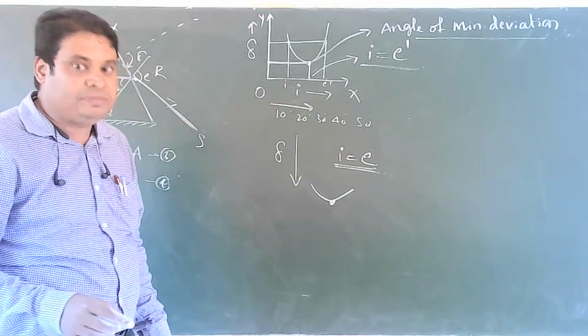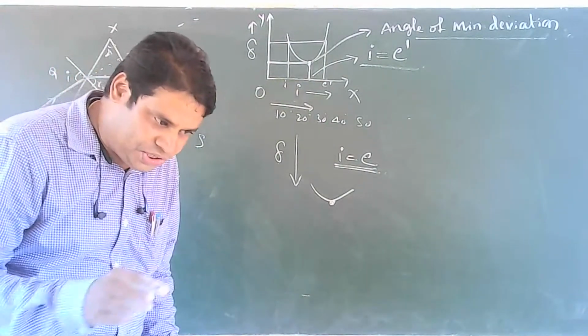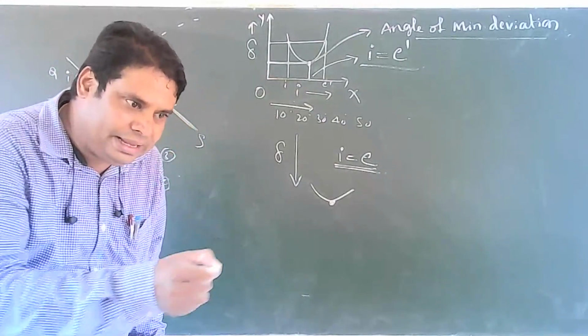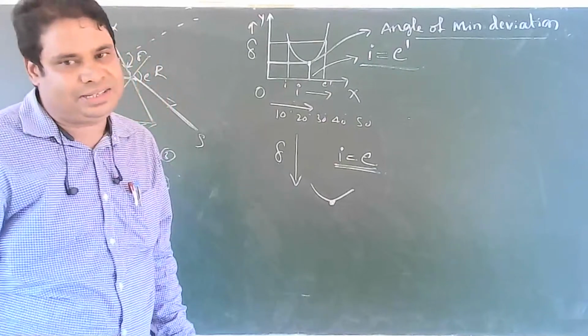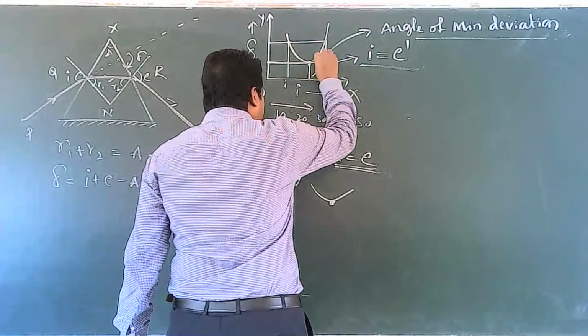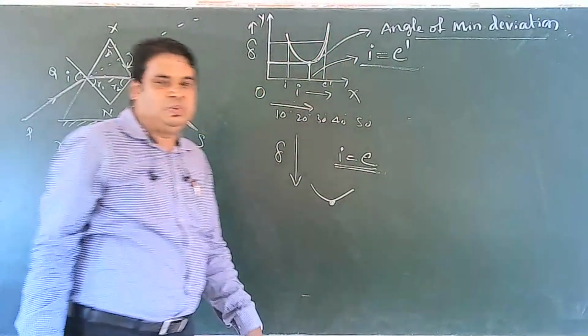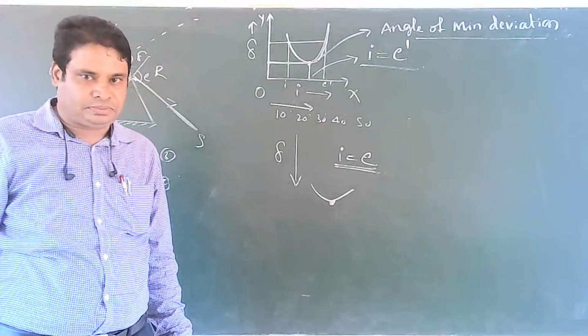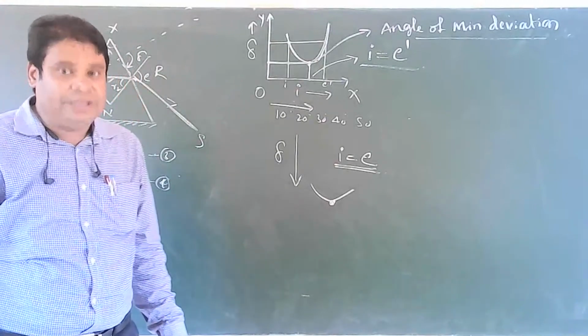After the angle of minimum deviation, if you increase the angle of incidence, then the angle of deviation increases gradually. Hence, we get this kind of curve. We can draw it smoothly. Smooth curve we get. What is the condition?